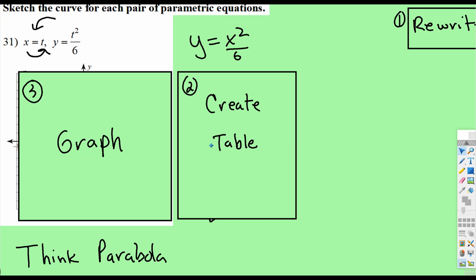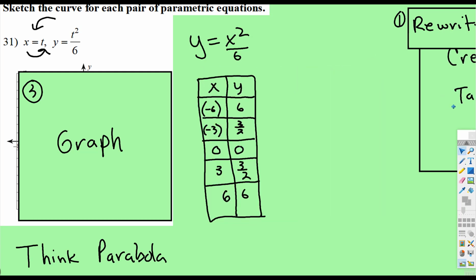So you know how to draw that, but the easiest way to be precise is to go ahead and create a table of x values. Because this is something squared divided by 6, I chose negative 6 because negative 6 squared is 36, and 36 divided by 6 is 6. Then I chose negative 3 because negative 3 squared is 9. 9 over 6 simplifies to 3 halves.